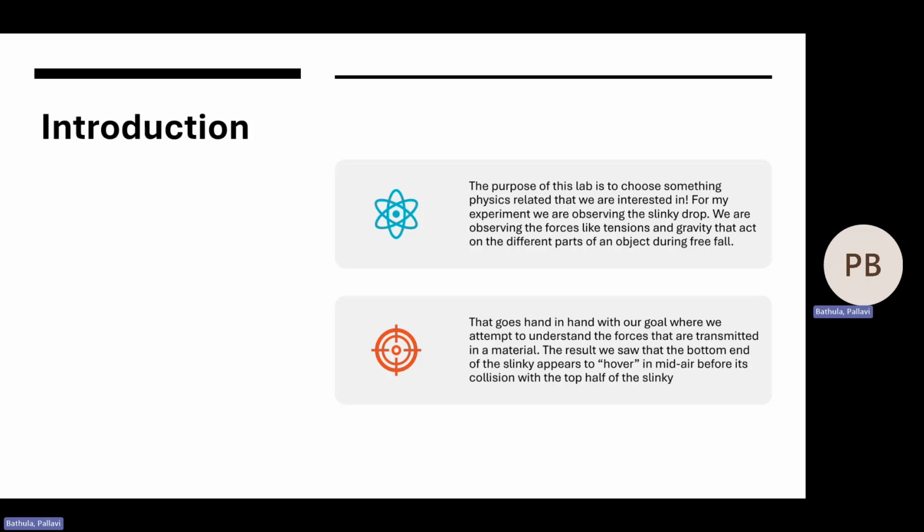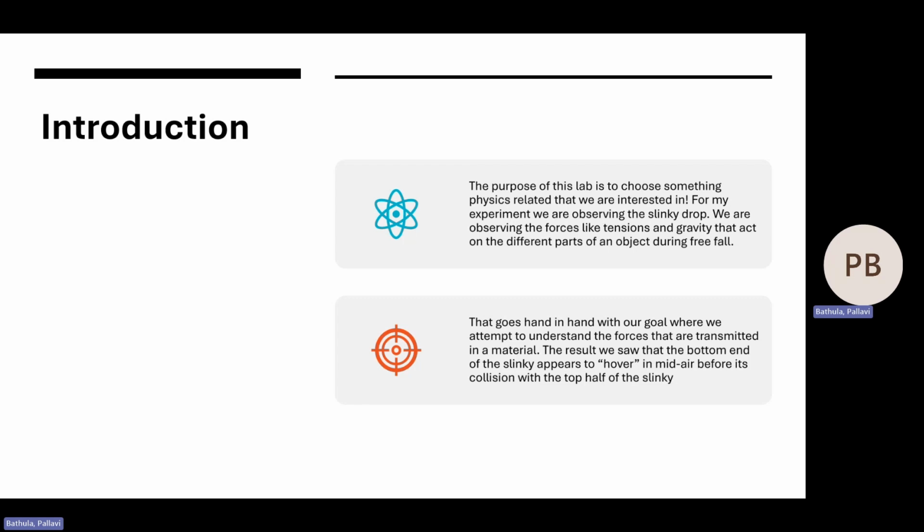So the purpose of this lab is to choose something physics related that we're interested in, and for my experiment, we're observing the Slinky Drop. We are observing the forces like tension and gravity acting on different parts of the object during free fall. That goes hand in hand with our goal, where we're attempting to understand the forces that are transmitted in a material. The result that we saw is that the bottom end of the slinky appears to hover in midair before its collision with the top half of the slinky.